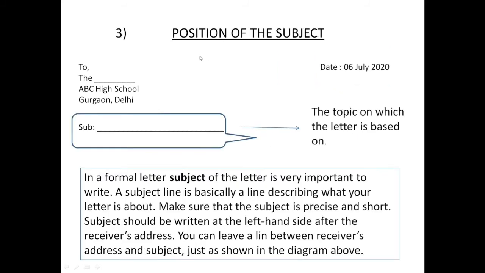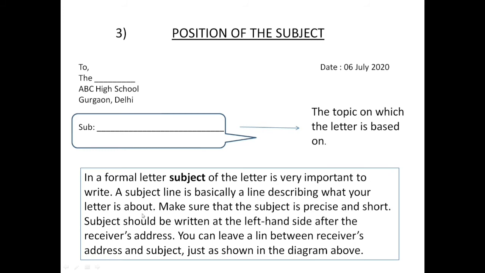Step number 3 is the subject. Now we have to write the subject. The subject is very important to write in a formal letter. A subject line is basically a line describing what your letter is about. The subject should be very short and describe the whole content of the letter in a very short way. We have to make sure that the subject we write is precise, clear and short.